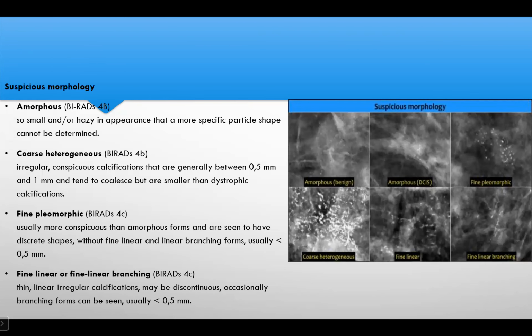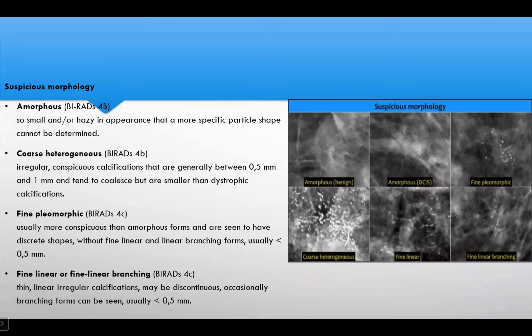Suspicious morphologies are amorphous, given 4B, so small and or hazy in appearance that a particular shape cannot be determined. Coarse heterogeneous, also 4B, are irregular conspicuous calcifications that are generally between half to 1 millimeter and tend to coalesce but are smaller than dystrophic calcifications.